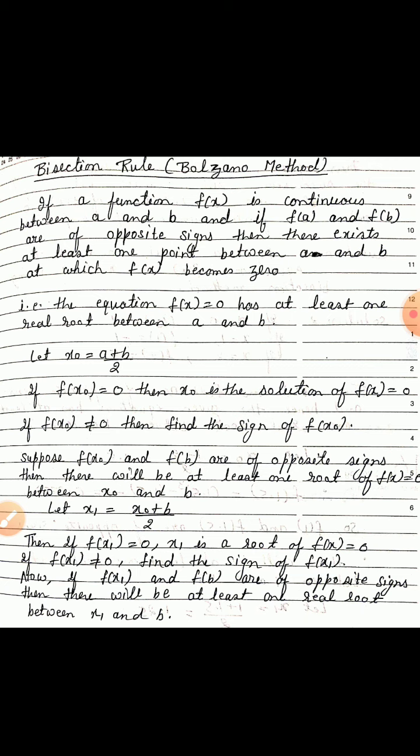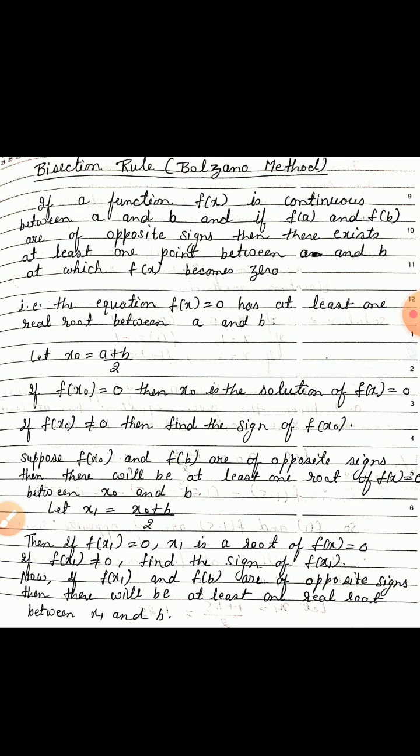So by this method we have to bisect the interval. So let x0 be equal to (a plus b) by 2. We have to put the value x equal to x0 in our function. So if f(x0) is equal to 0, then x0 is the solution of f(x) equal to 0. If f(x0) is not equal to 0, then we have to find the sign of f(x0), whether it is positive or negative.